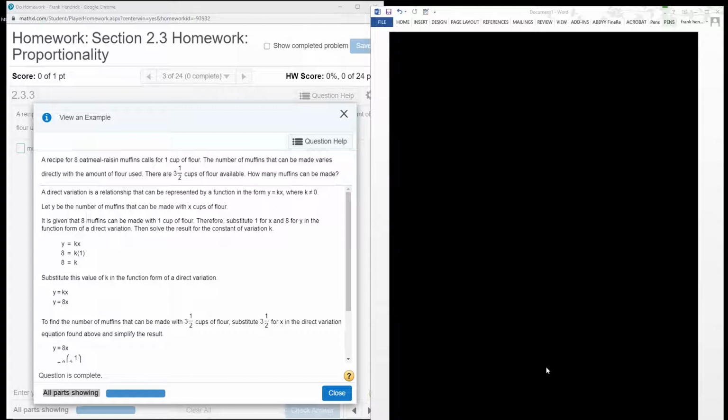So we see in this particular problem that the number of muffins varies directly with the amount of flour. Since we know this, a direct relationship takes this form: y is equal to kx. So they want us to find how many muffins can be made when we have 3.5 cups of flour.